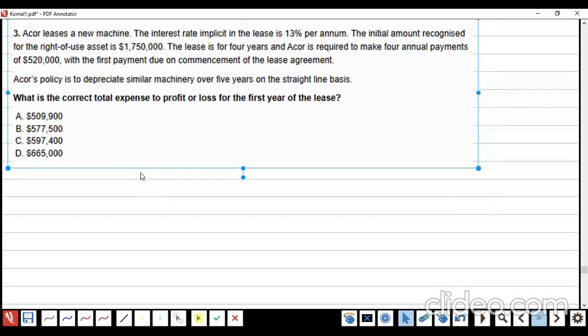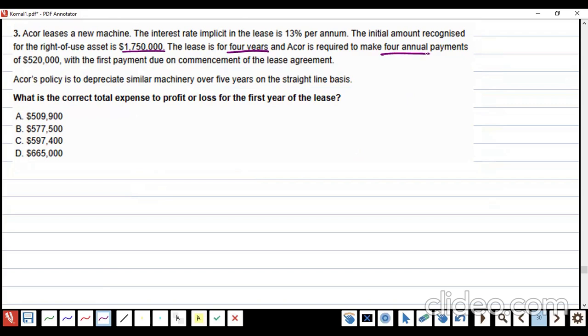ACCA leases a new machine. The interest rate is 13%. The initial amount recognized for the right of use asset is 1.75 million. The lease is for 4 years, with 4 installments of this much, and the first payment is due at the start of the lease. ACCA's policy is to depreciate the machine over the 5 years of its life. They are asking you the expense amount.